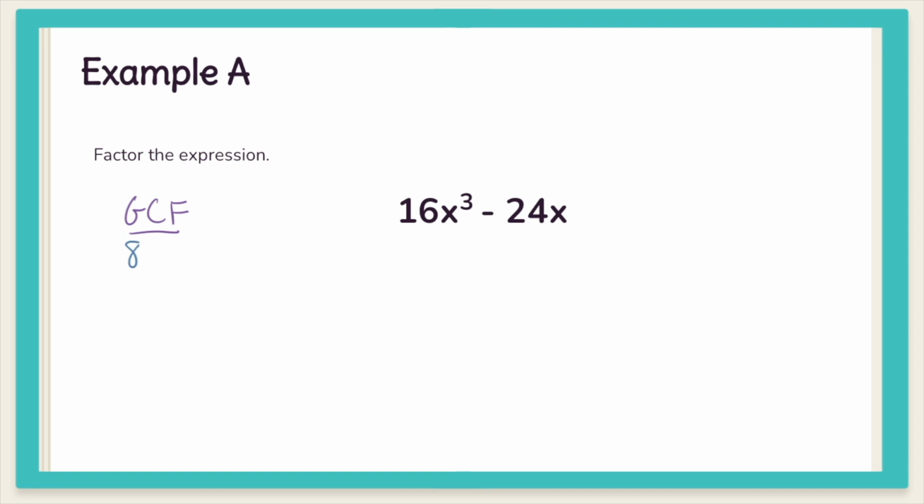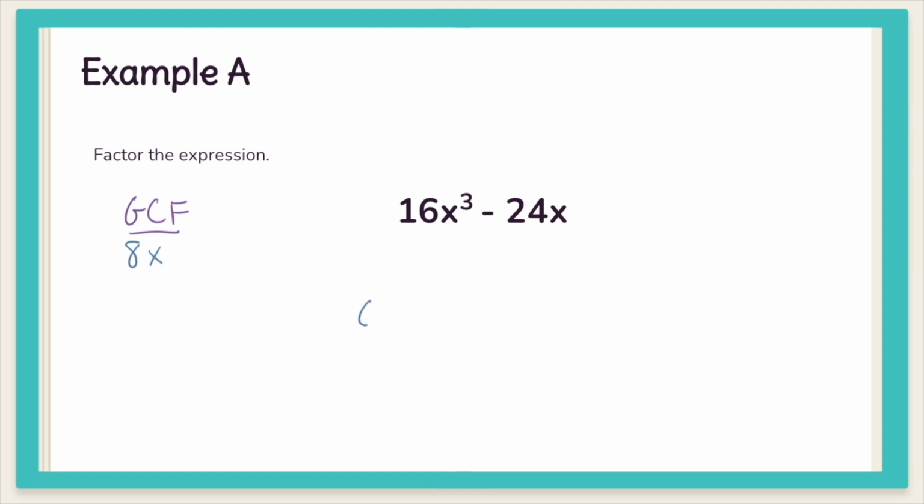So I'm going to be able to pull 8 out looking at my numbers. I'm now going to look at my variables to see what I can pull out, and I can see that they both have an x. Now I can't pull out x squared or x to the third because negative 24 only has one x, so I can only pull out one x. So what I can pull out is 8x. So that's the thing that I can pull out as my greatest common factor.